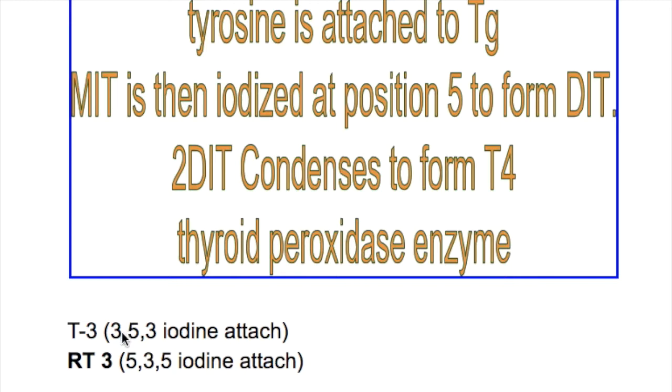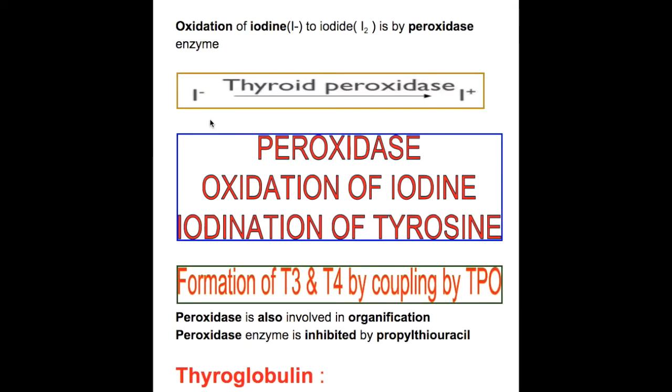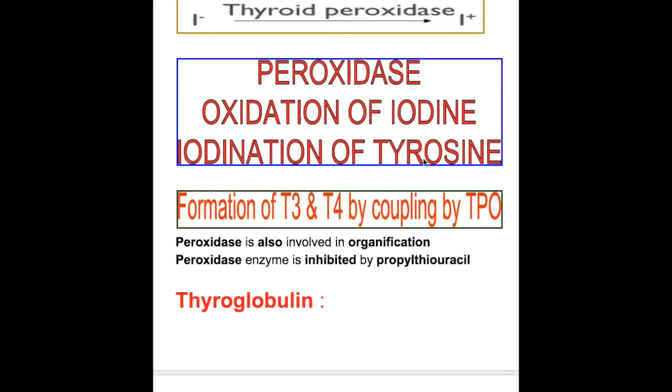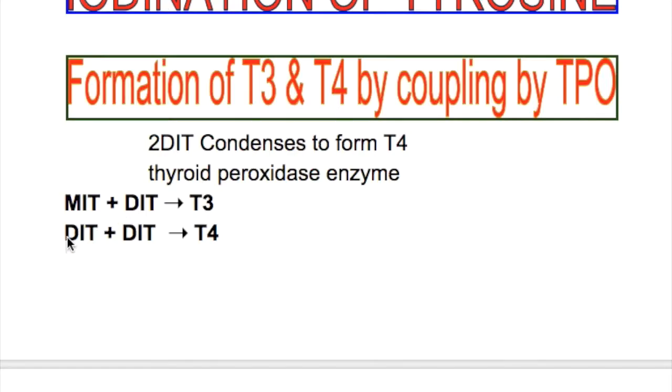So T3 is 3,5,3, where the iodine is attached, or one monoiodotyrosine attaches with one diiodotyrosine to form triiodothyronine, or 2 diiodotyrosine to form T4. Thyroid peroxidase is responsible for oxidation of iodide to iodine. Number 2, it's responsible for iodination of the tyrosine. Iodination of the tyrosine occurs in the follicle, and oxidation occurs in follicular cells. Number 3, it's responsible for formation of T3 and T4 by coupling. So thyroid peroxidase couples monoiodotyrosine (MIT) to diiodotyrosine (DIT) to form T3, and also combines 2 diiodotyrosine molecules to form T4.